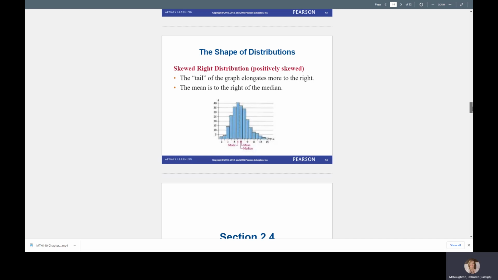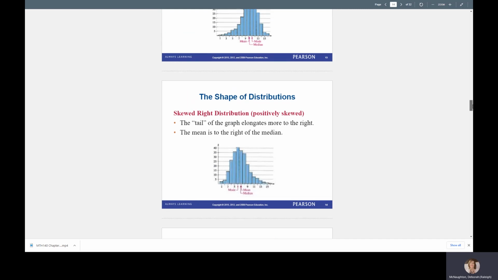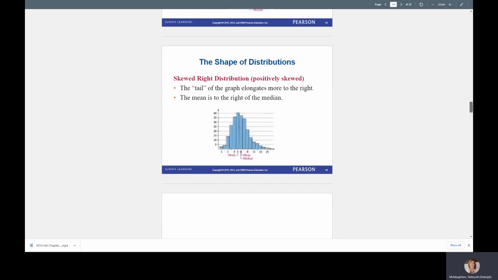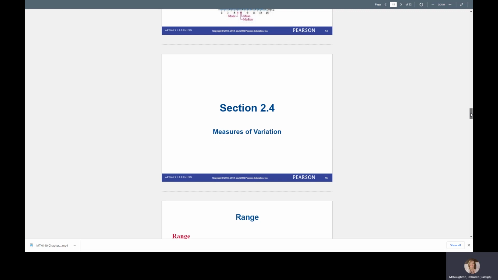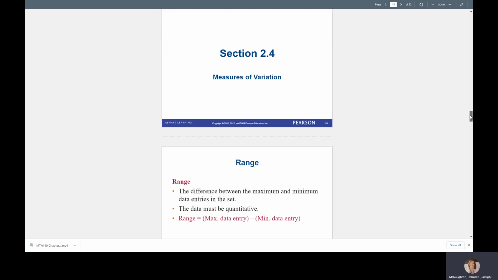All right, so that is the end of section 2.3. I'm going to go ahead and talk about section 2.4, and then we'll go in and do the homework for both of these sections together. So section 2.4 is measures of variation.